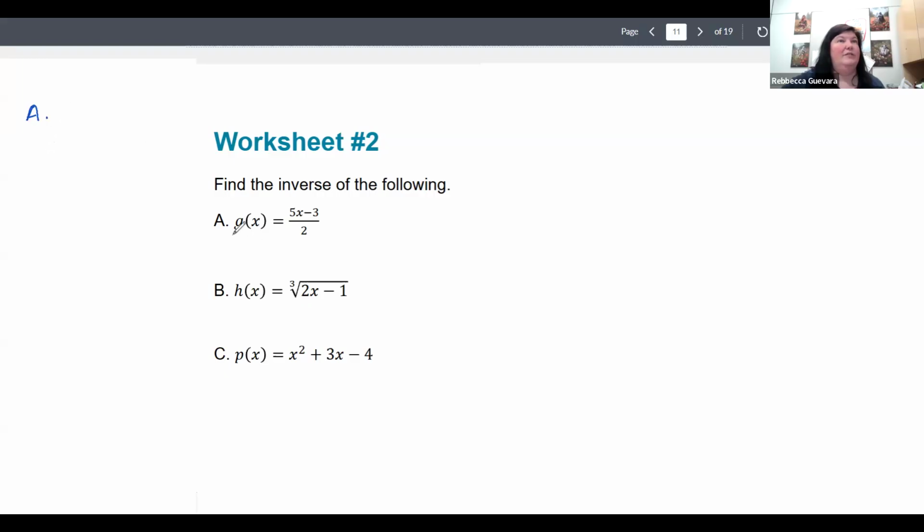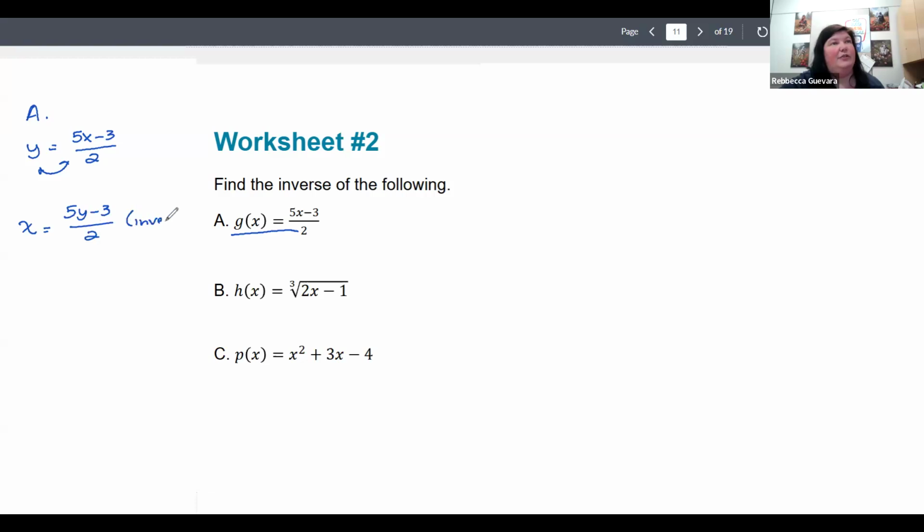So we have g of x is equal to (5x minus 3) over 2. I'm not going to do the checking on these ones. I'm just going to find the inverses if they exist. But first step is we're going to change that to y equals (5x minus 3) over 2. We're going to switch the x and the y. So we get x is equal to (5y minus 3) over 2.